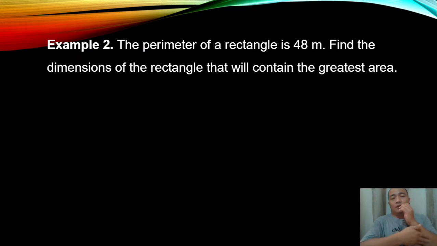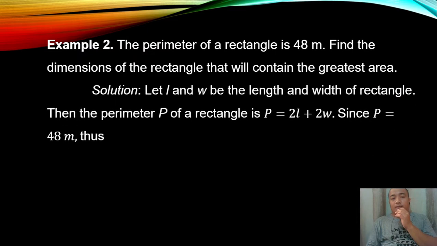Let's proceed to example number 2. The perimeter of a rectangle is 48 meters. Find the dimensions of the rectangle that will contain the greatest area. For the solution, let L and W be the length and width of the rectangle. And then the perimeter P of the rectangle is P equals 2L plus 2W. That's the formula in finding the perimeter of a rectangle. And since in the given, the perimeter is 48 meters, thus 2L plus 2W equals 48.